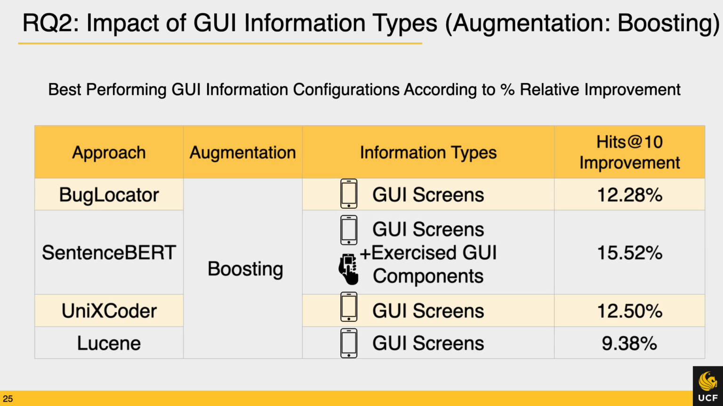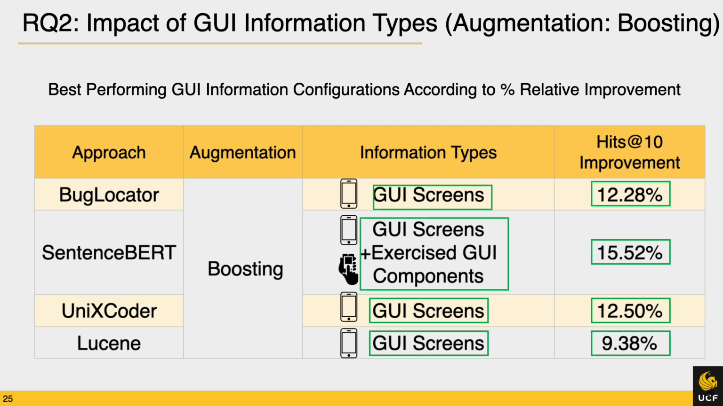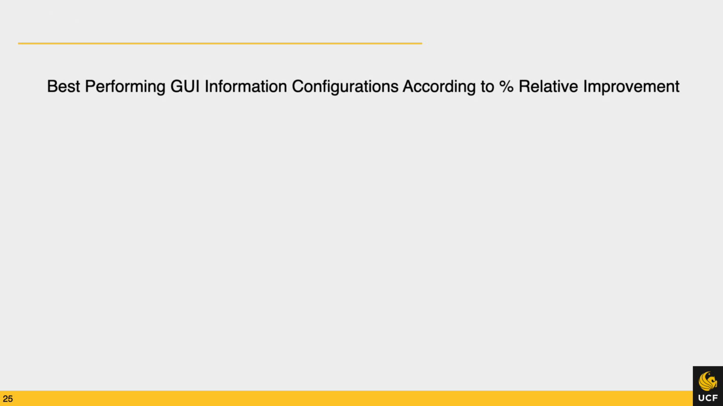Boosting exhibits great performance across all techniques. For all baselines, we have seen improvements of around 9 to 15%, and the biggest improvement is for SentenceBERT, which is 15.52%. We get the best effectiveness for boosting when we use GUI screens or GUI screens plus exercised GUI component information types.